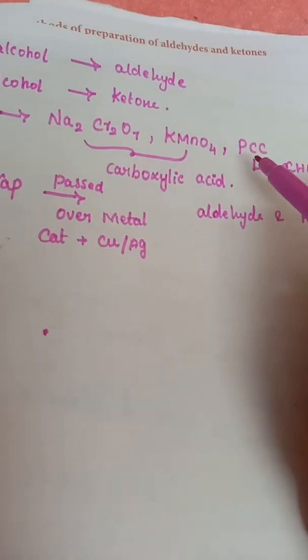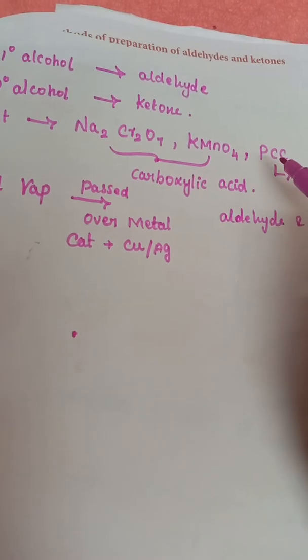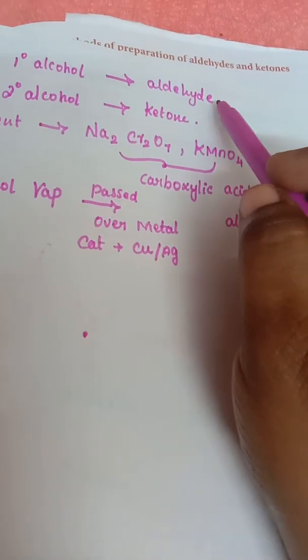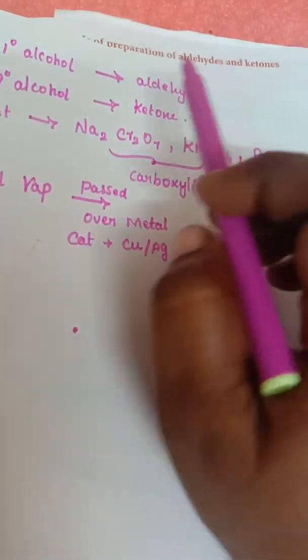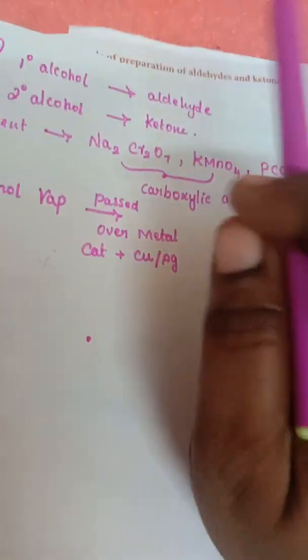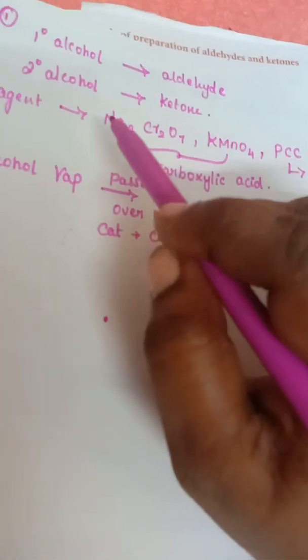But when you are using PCC as the oxidizing reagent, the reaction stops here itself. Primary alcohols will be converted into aldehyde, that's all. Further oxidation does not take place. So if you want aldehyde as a product, you have to use only PCC as the oxidizing agent. So the first preparation is this.